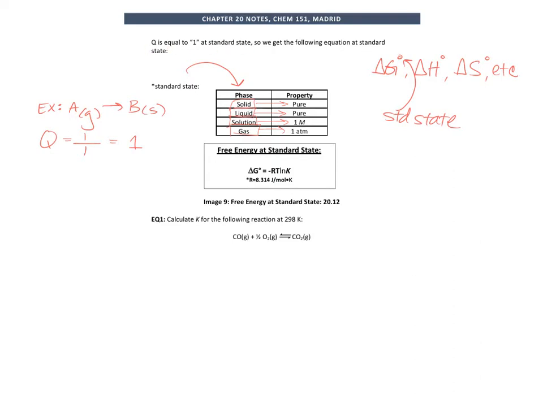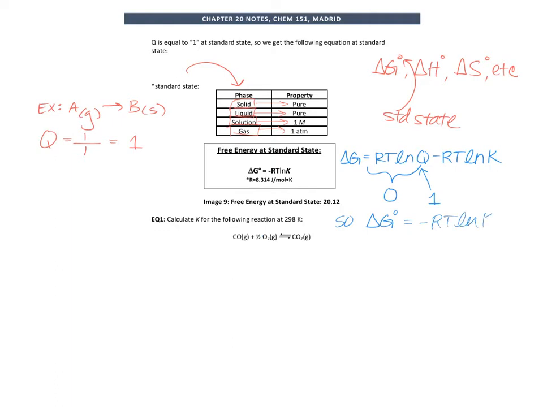So we get the following equation when we're calculating delta G at standard state. If we take the equation on the bottom of the last page and plug in 1 for Q, the natural log of 1 is equal to 0, making this entire expression equal to 0, giving us this new equation for free energy at standard state.